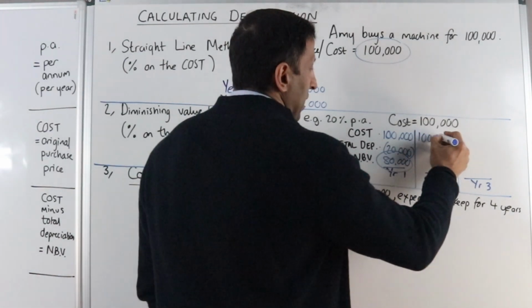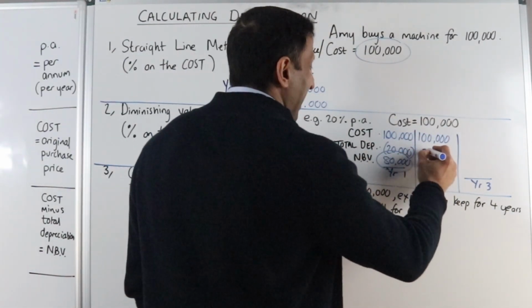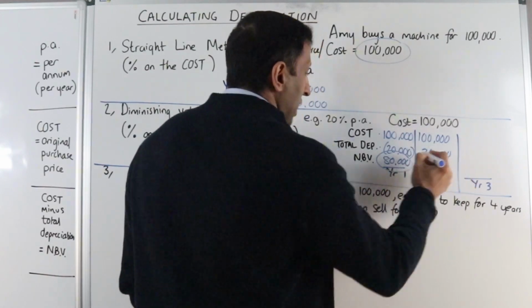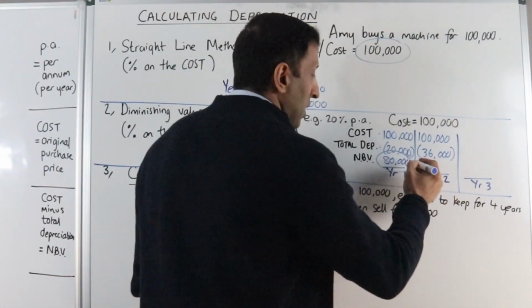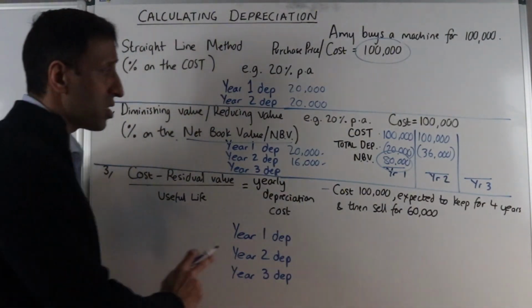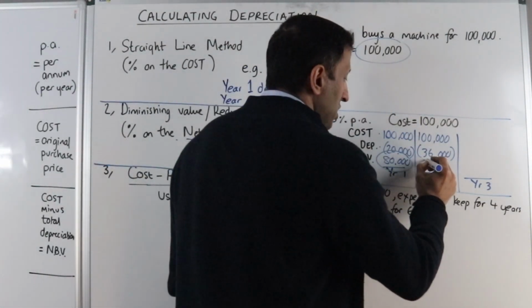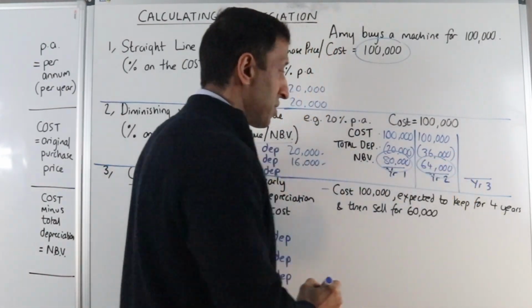So now if you complete these figures, 100,000 is still the cost. The total depreciation now is 36,000. Taking year 1 and year 2, the total depreciation 36. If we took that away, remember, to work out the net book value is the cost minus total depreciation. Cost minus total depreciation, that means that the net book value now is 64,000.